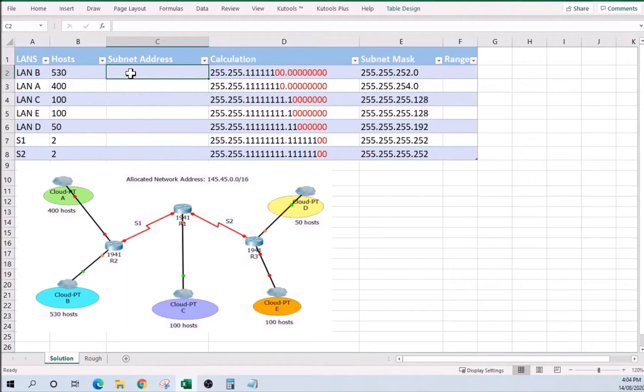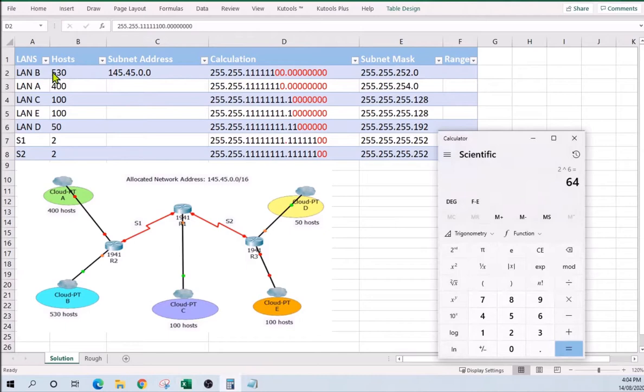And for LAN B, let's put the subnet address. This would be the base address, and this will be the subnet address for LAN B. Let me write down 145.45.0.0. To find the subnet mask, we have to see how many bits of the host we are going to take. So we have to accommodate 530 hosts. Let's see how many bits we need.